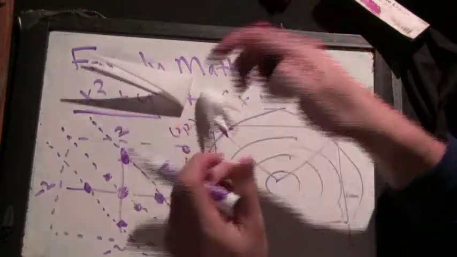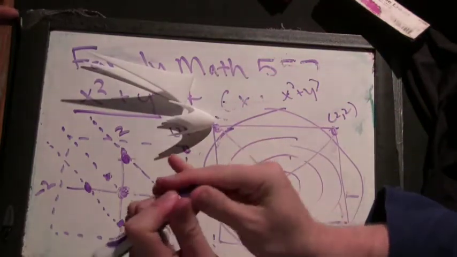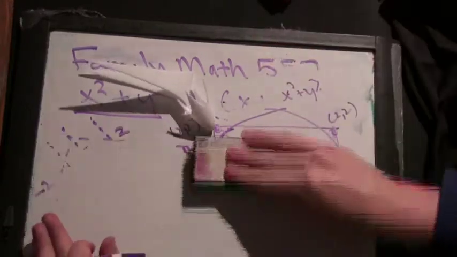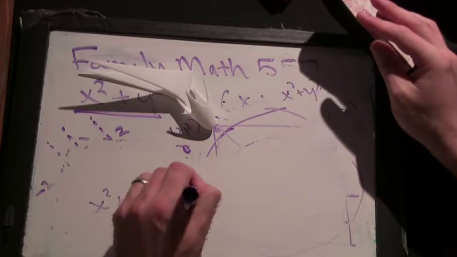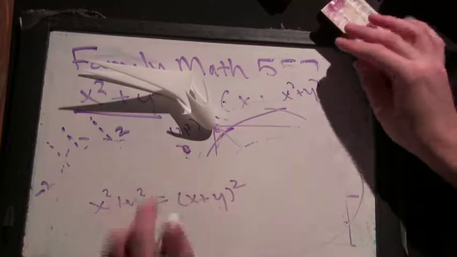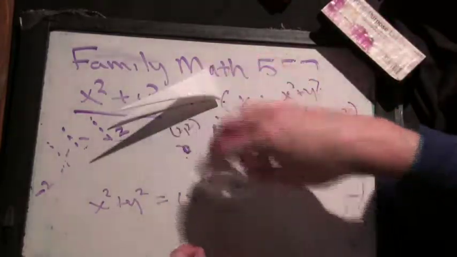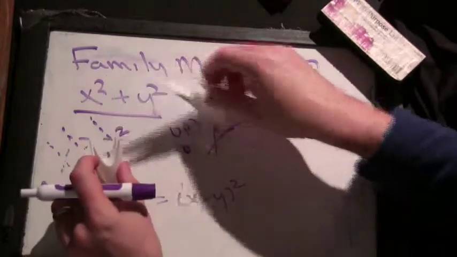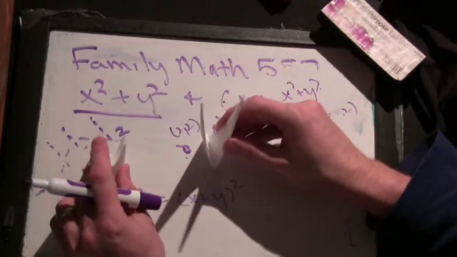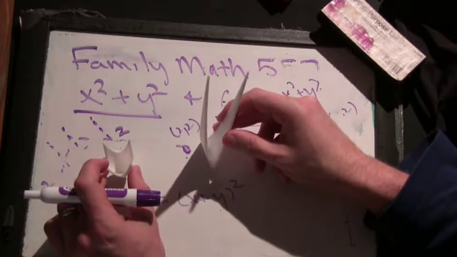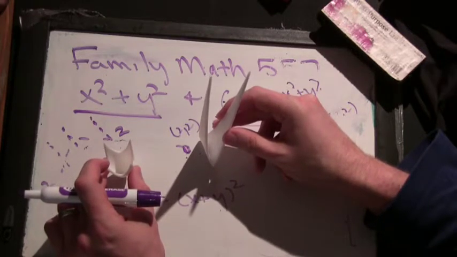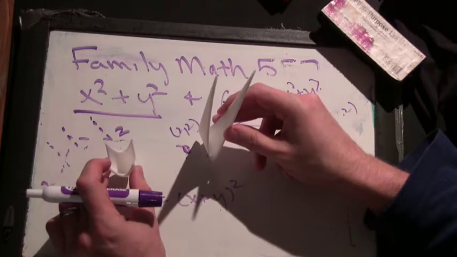Cool. So when you see these equations, if you accidentally think that x squared plus y squared equals x plus y squared, well, it's not that you're wrong, you're just confusing this shape and this shape. I wanted you to see that these shapes don't look anything like each other. So that's why they're not equal.